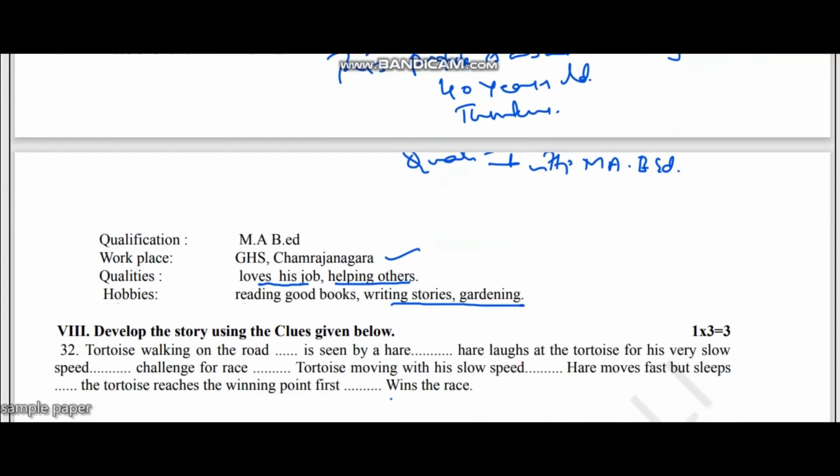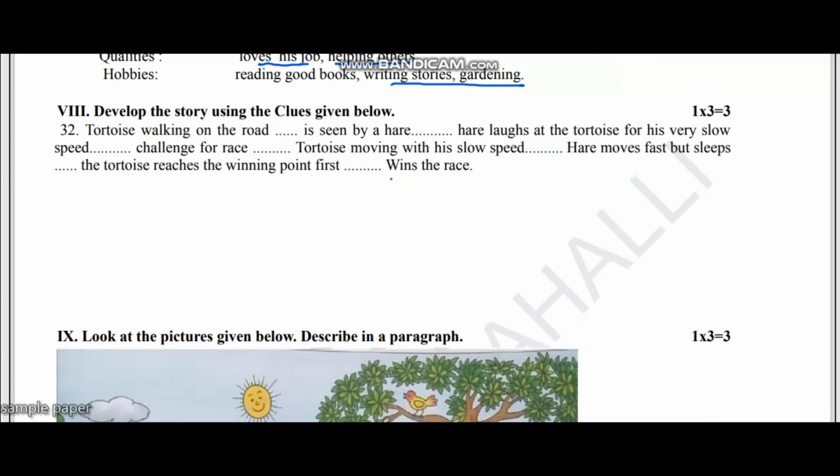Roman number 8. Develop the story using the clues given below. Tortoise walking on the road is seen by a hare. Hare laughs at the tortoise for his very slow speed. Challenge for race. Tortoise moving with his slow speed. Hare moves fast but sleeps. The tortoise reaches the winning point first, wins the race. So here students, they have given all the clues. You can try to frame sentences and develop a story, but don't forget to add the title and also the moral of the story. That will definitely get you 3 marks.